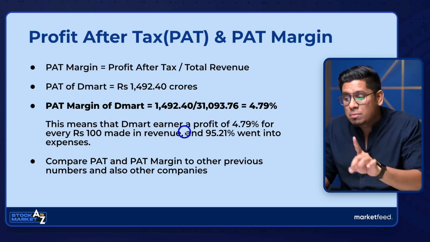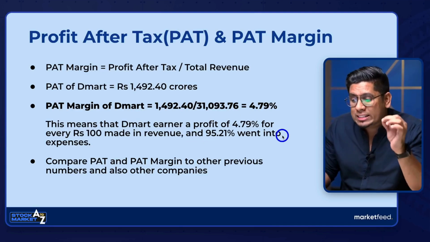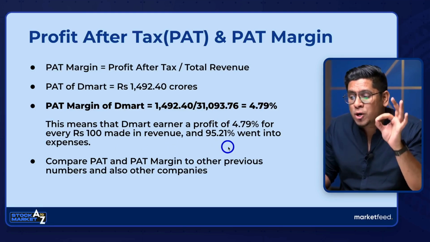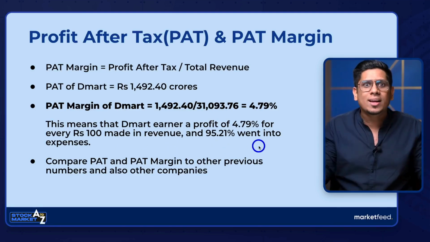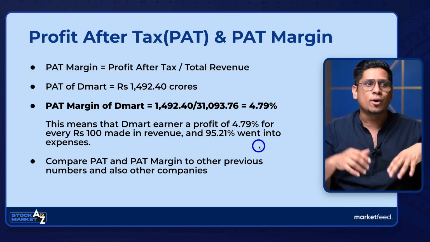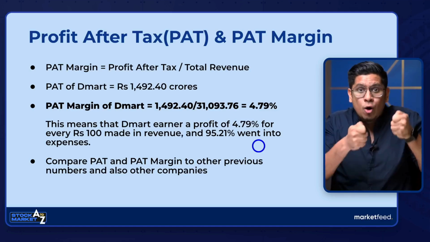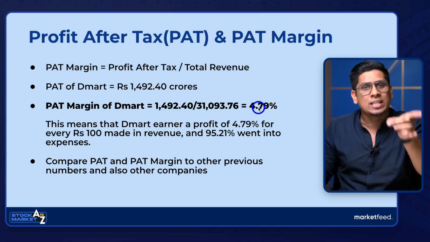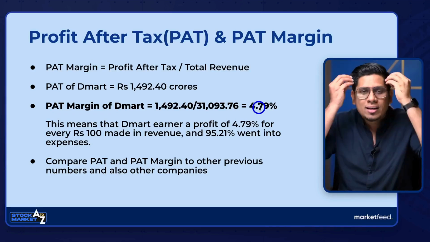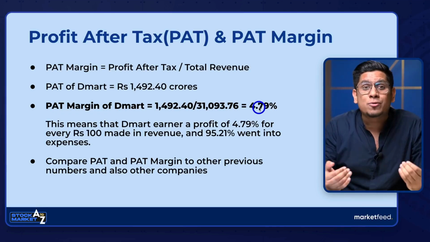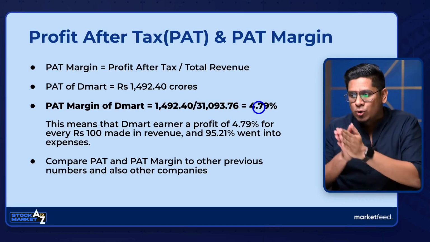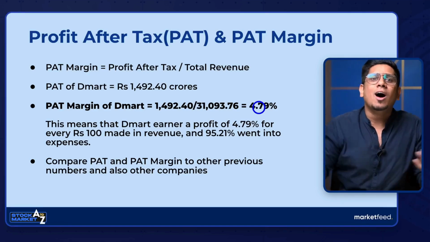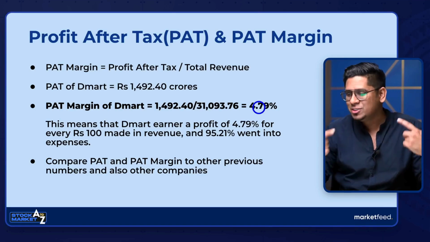Now this means that DMart earns a profit of 4.79% for every 100 rupees made in revenue, and 95.21% went into expense, right? So DMart owners can have that feeling, okay, when we earn 100 rupees, after all the expenses we would be left with 4.79%, which is 4.79 rupees only. Giving a lot of clarity, right? So you as a fundamental analyst, when you are learning about a company, you can look into it and see if a company has a profit margin of 50%, how awesome is that? Cool. So you can always do studies like that.